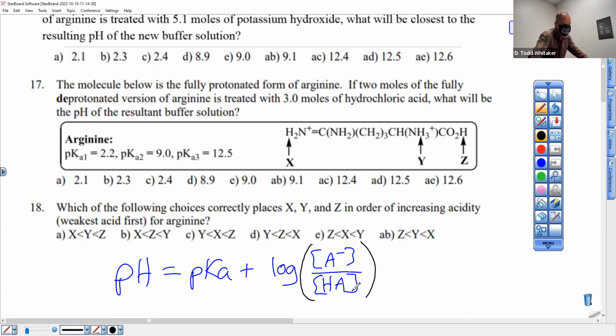The ratio was 10-to-1 of base to acid. What's the log of 10? 1. What's the pH? 1 higher than pKa, right? Still close to pKa, but 1 higher.